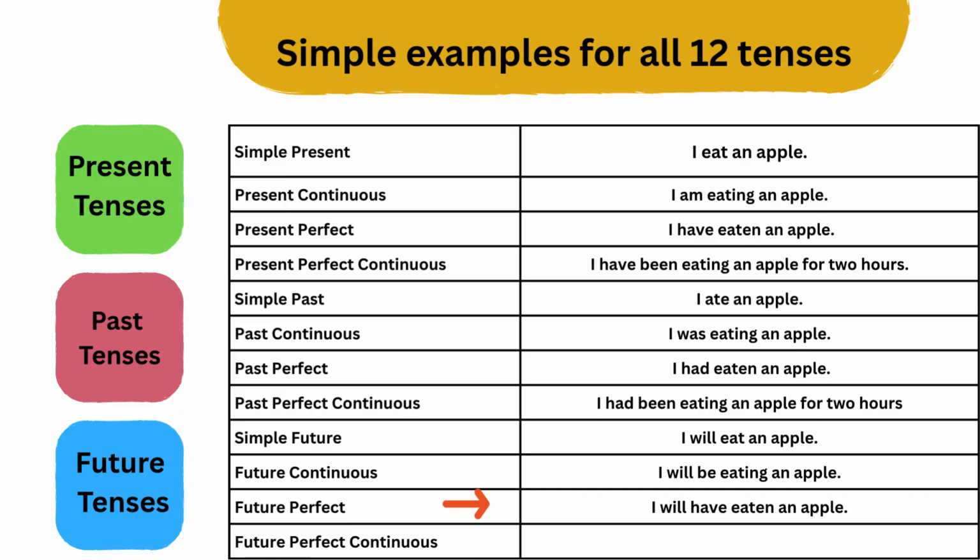Future perfect, I will have eaten an apple. We use it for actions that will be completed. Future perfect continuous, I will have been eating an apple for 2 hours. Again, for 2 hours shows how long the action continues.